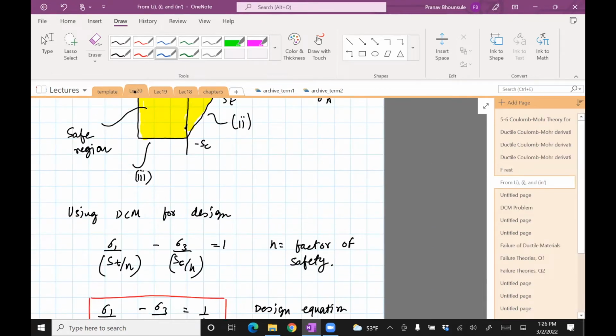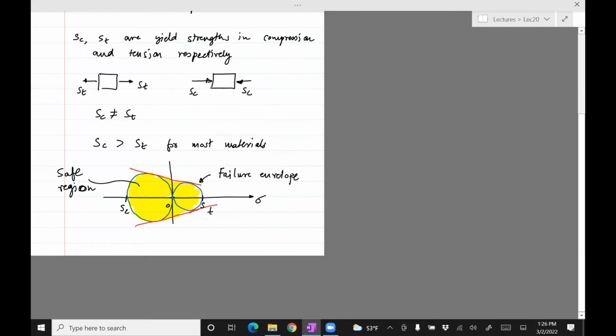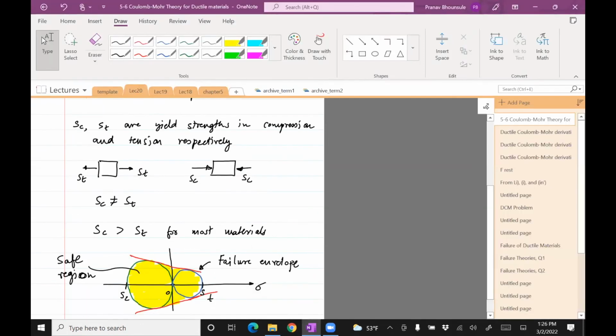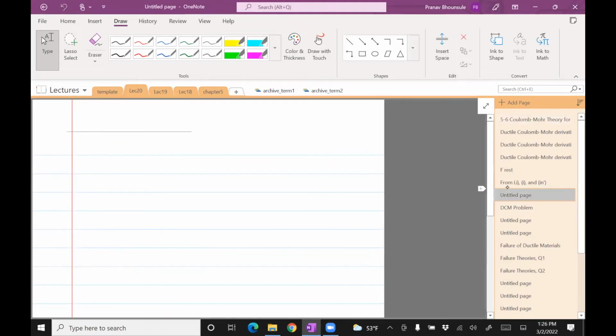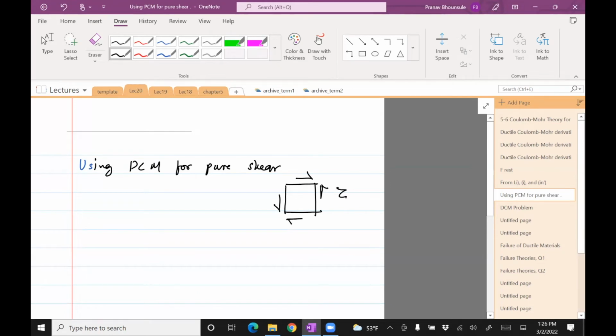Okay, so we've only talked about how to use this theory for tension and compression, but we might have a case where the specimen is subjected to shear. So how can you use this theory for shear? It's not that hard. If you have a pure shear, using DCM for pure shear, when I think of shear, just like I'm thinking of compression and tension, I'm thinking about just shear like so, right? So that's pure shear.